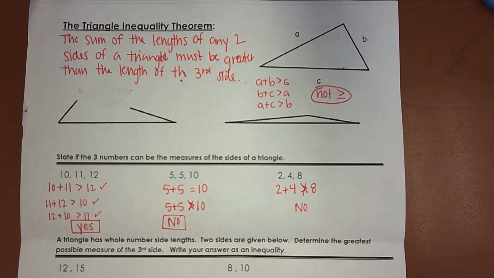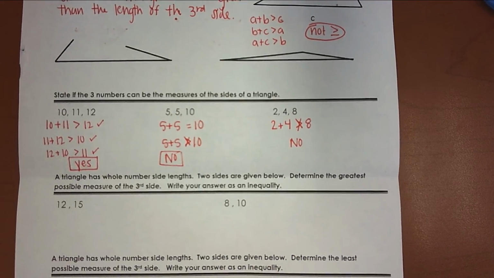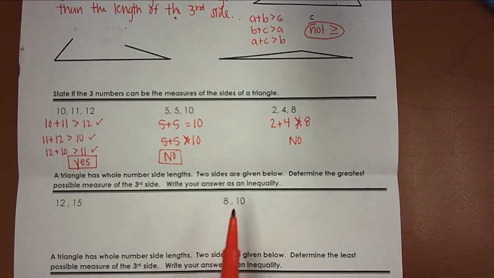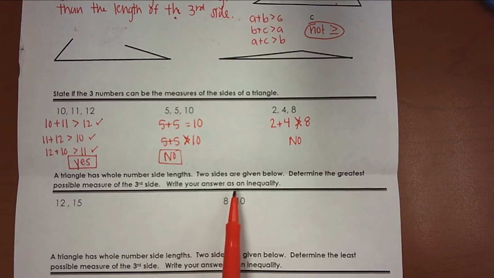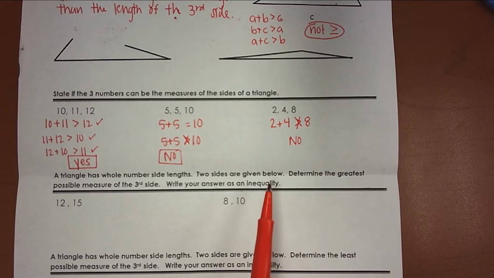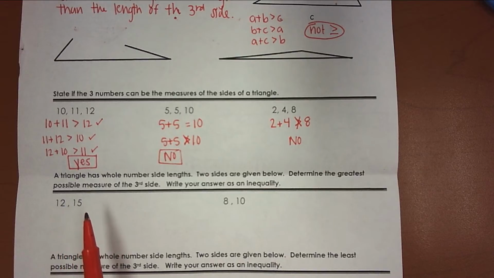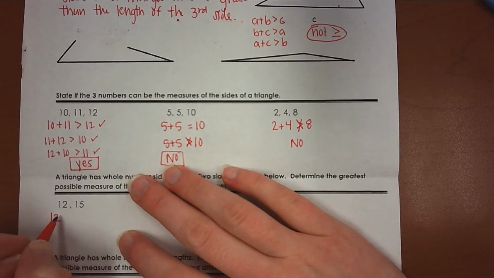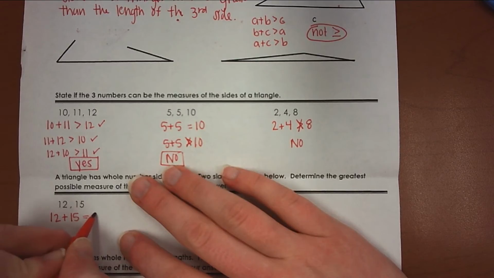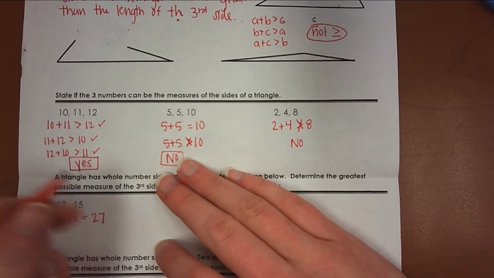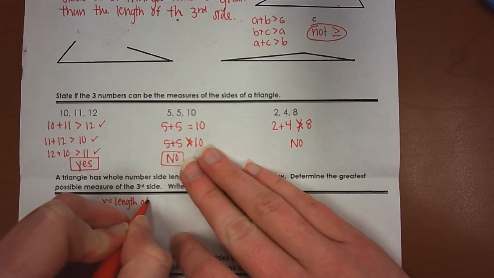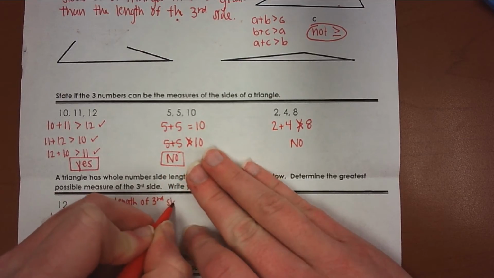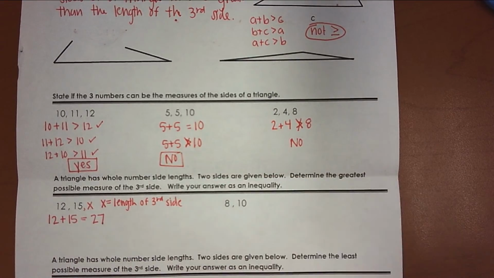So down here, now we say a triangle has whole number side lengths. Two sides are given below. Determine the greatest possible measure of the third side and write your answer as an inequality. So now we're extending this knowledge and saying, okay, well, we have 12 and 15. 12 plus 15 is equal to 27. So if x is the third side, x equals the length of the third side.